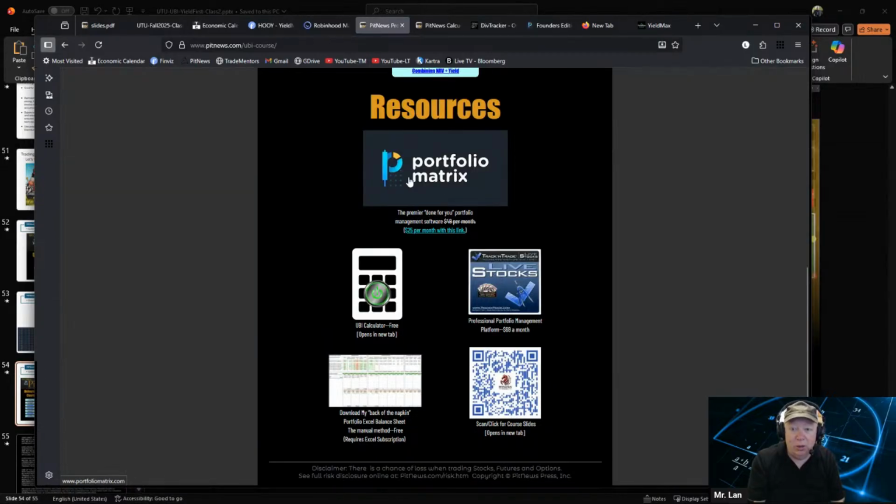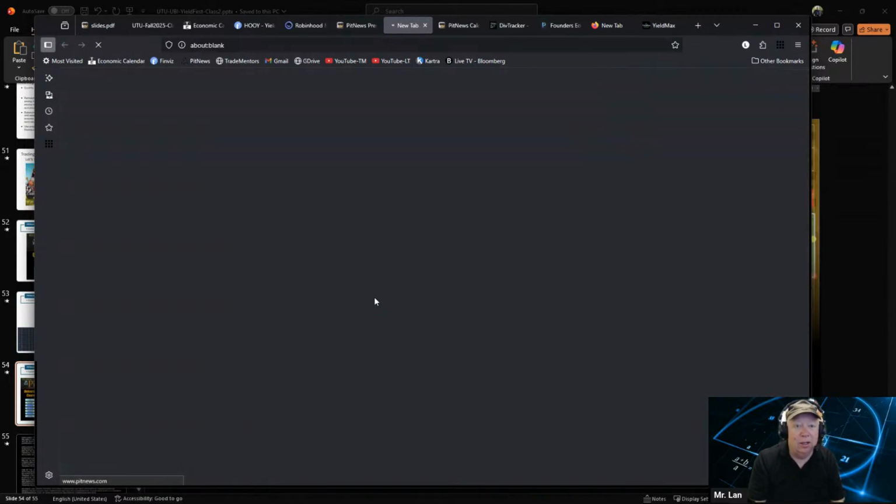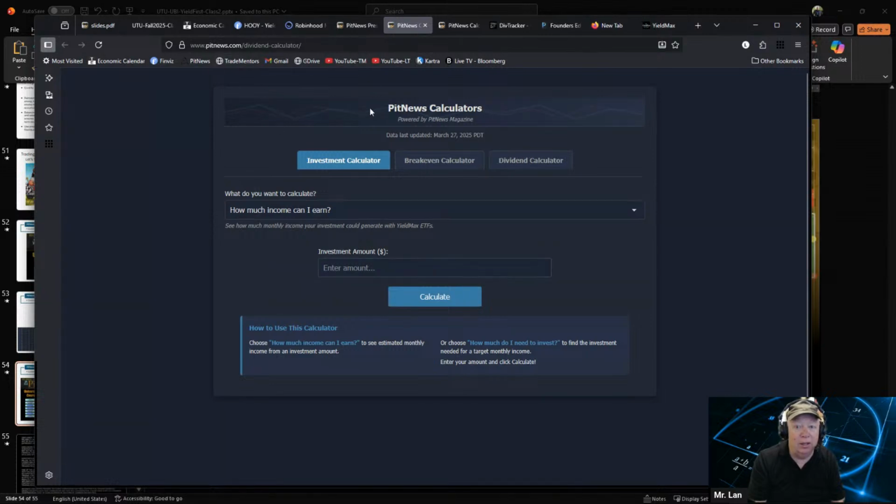All right, so you can just click on that, and that'll take you over to the website. Of course, this is Portfolio Matrix, and then this is the UBI calculator, and this is what we're going to work with today. We're going to spend some time right here on what I call the UBI calculator, which is actually the dividend calculator. And it's where we were working last night, and you saw some of the examples in there. And so this is what I want to work with you on today. We're going to go through and show you how to use this.